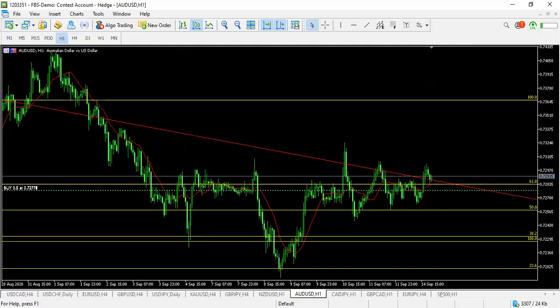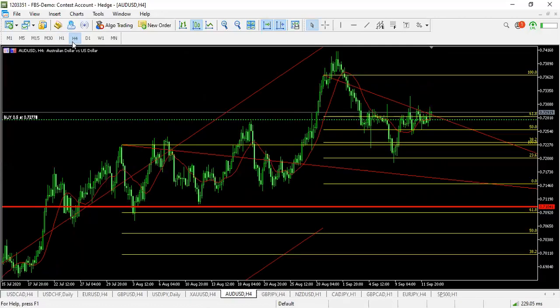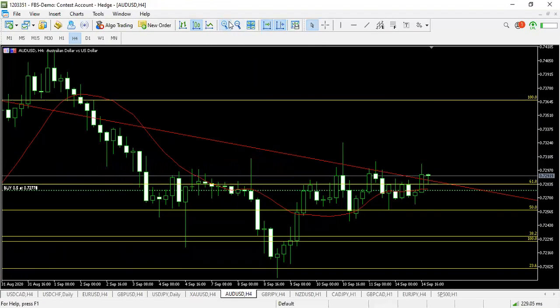Then, last but not least, obviously, it's the AUD USD, which we just took earlier in the premium channel. It already hit our first target, going for the next target, which will be around 0.733 zone.